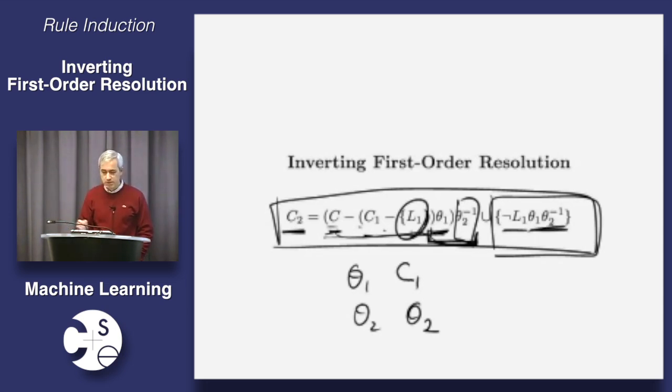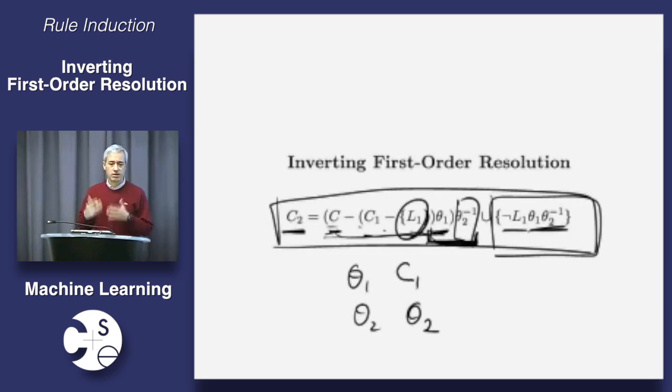Well, it's the same thing that happened on the other side. L1 got theta 1 applied to it to get to C, but not to get to C2. I need to apply the opposite of theta 2, and then I get my C2. Okay? Everybody agree with this at this very abstract level?